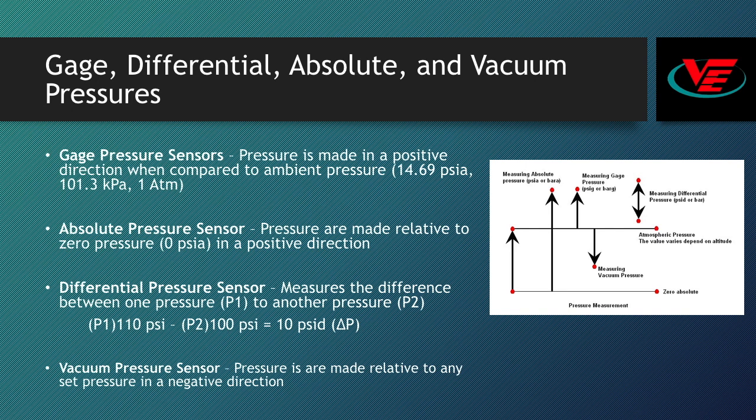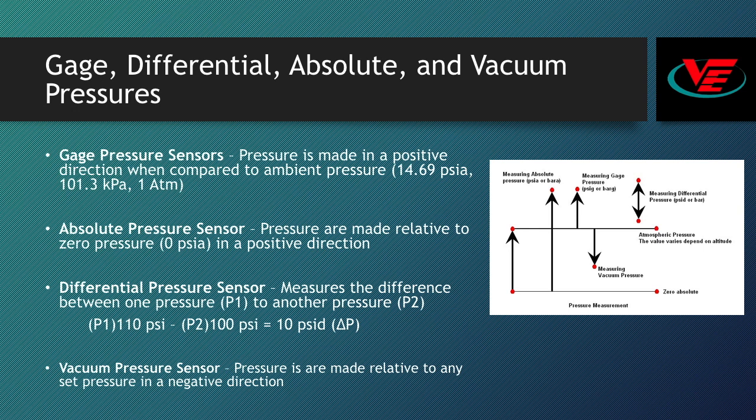Next is differential pressure, which measures the difference between two pressures. So if we go back to our previous example, if you have a pressure at 110 psi and 100 psi, the full scale of the differential pressure, also known as the delta P, would be 10 psi.